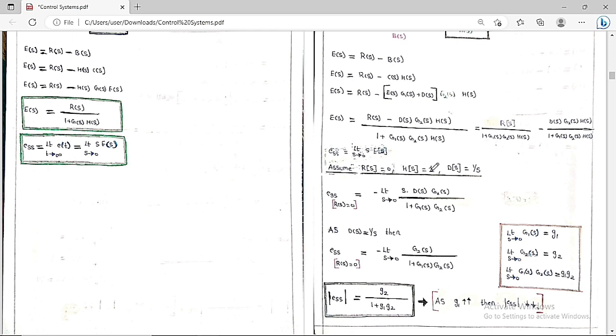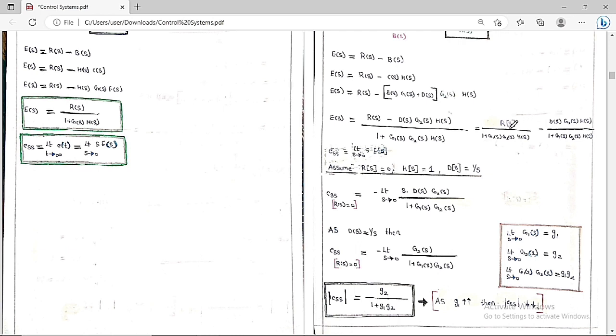And also I am going to assume the input is equal to 0, so R of s is equal to 0. I am also going to assume H of s is equal to 1. Then I have assumed the disturbance is equal to U of t, so D of s is equal to 1 by s. Then I will see by applying this what I am going to get.